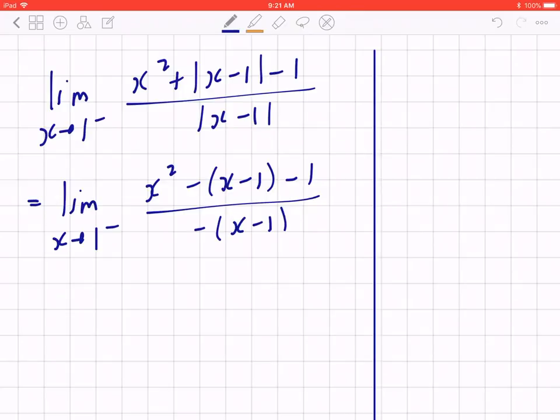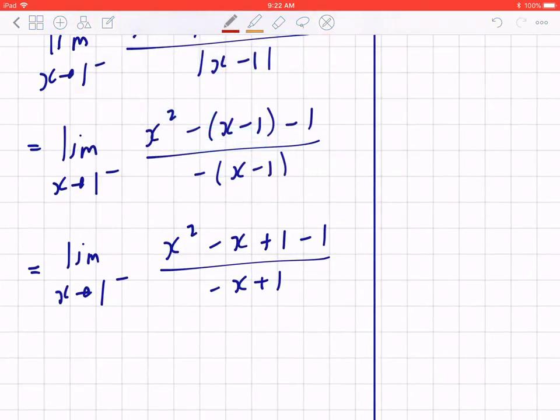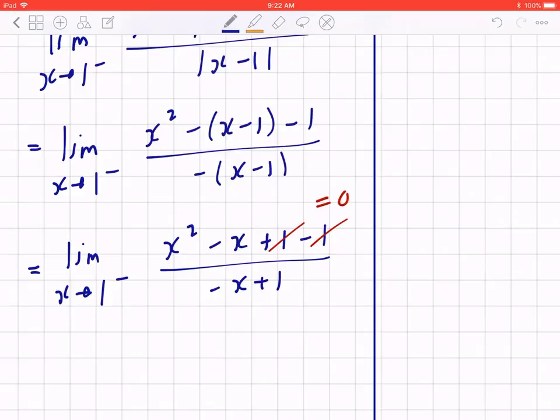Again, don't forget the 3 steps behind limits. You have to plug it in. If it doesn't work, you have to factor. And if that doesn't work, you have to multiply by its conjugate. It depends on the actual limit. So we have to collect like terms first. This would give you x squared minus x plus 1 minus 1 all over, and the denominator is going to be negative x plus 1. When you collect like terms, 1 minus 1 gives you 0, and you have to go back and start factoring.